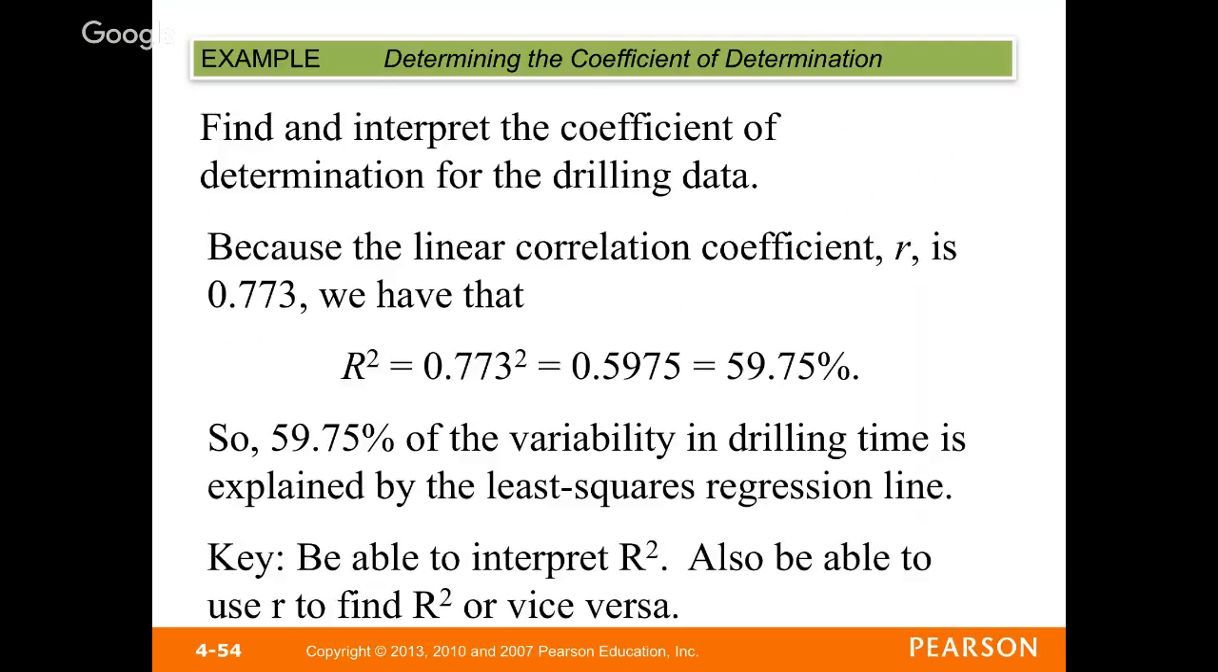So the key from this is you need to be able to interpret R-squared, and also you need to be able to use R to find R-squared. So you need to be able to use a correlation to find R-squared or vice versa.